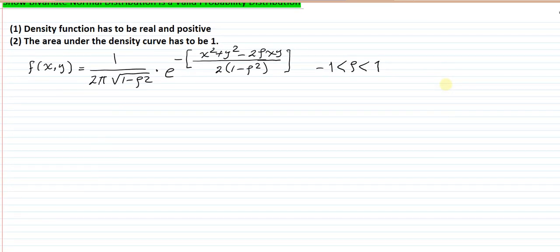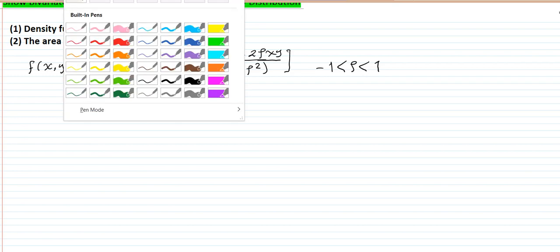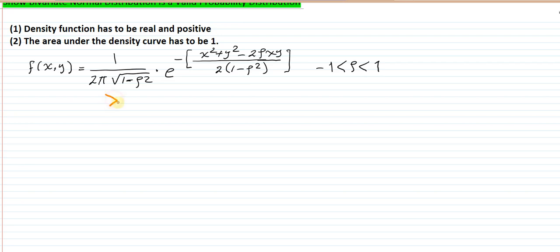So first, in order to establish number one, that the density function is real and positive, let's look at what this expression is made of. In front, this factor is a constant, independent of variables x and y. Pi is 3.14 and change, rho squared is positive, and because rho is bounded between -1 and 1, the radicand would be positive. So the fraction in front is positive. So this is greater than 0.